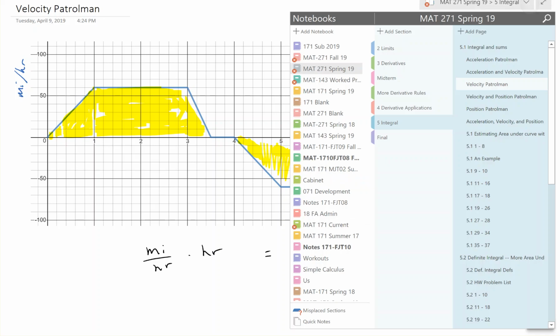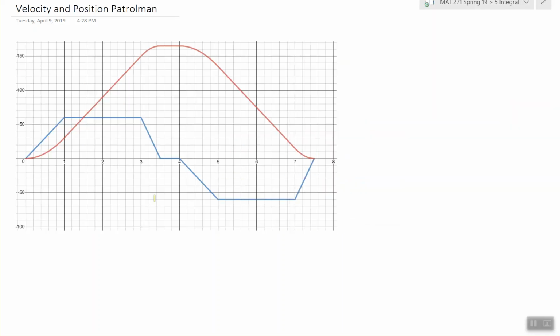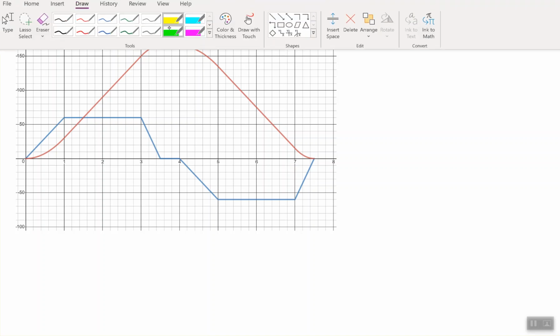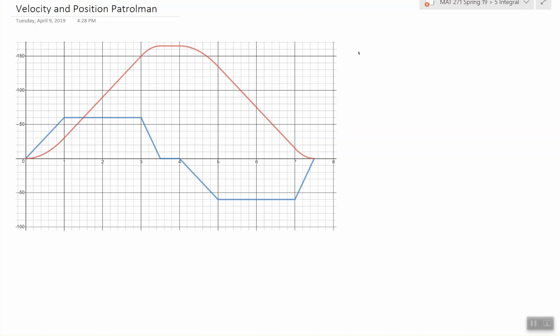And if we were to plot what we get as we add up all those areas, we would get this red function, which is the position function. So again, this is the big idea. We have gone from velocity to, I'm sorry, we started with acceleration, the acceleration curve.